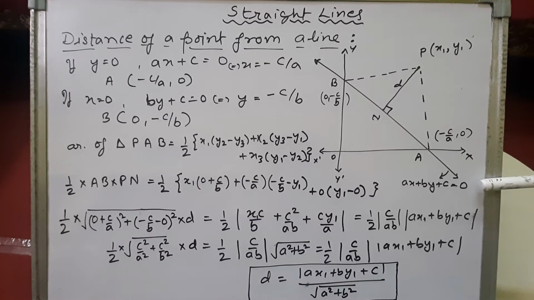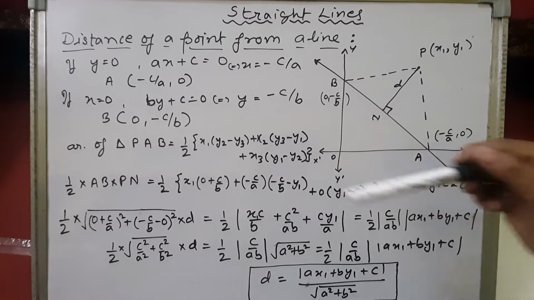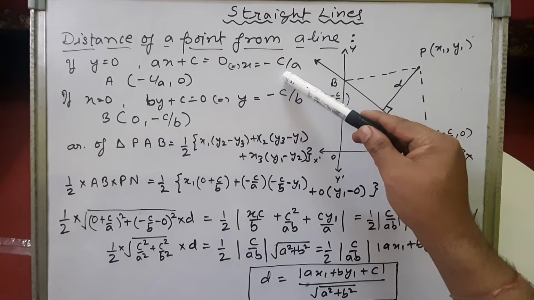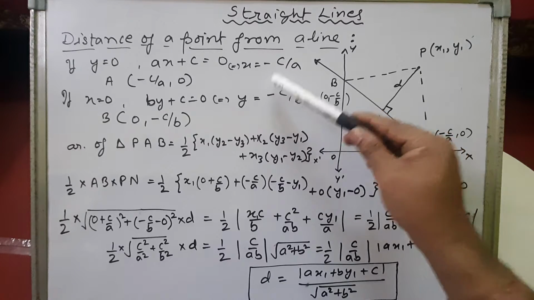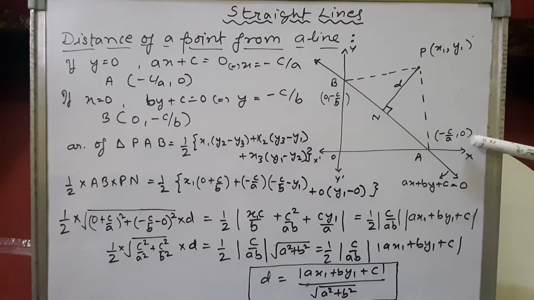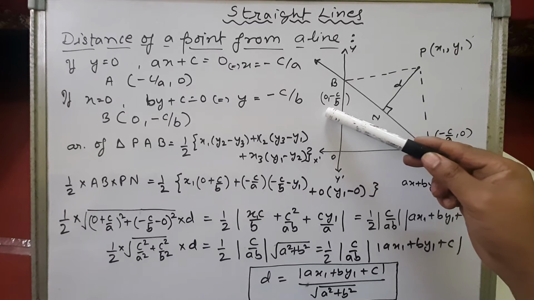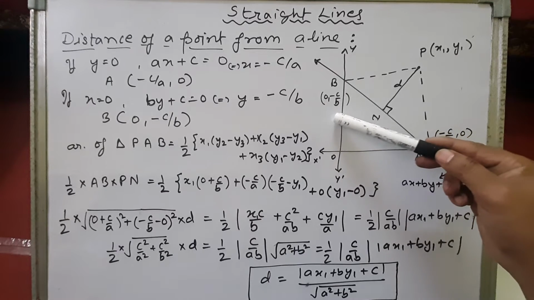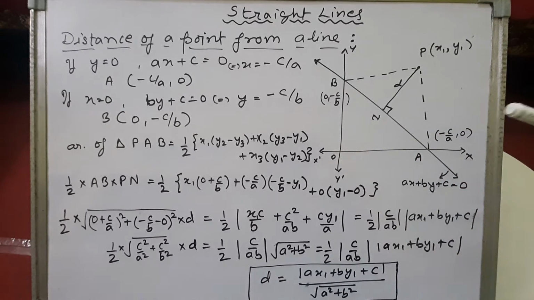This line intersects the x-axis at A and the y-axis at B. So if we find the coordinates of A, we put y equals 0. When we put y equals 0, we get the value of x as minus c by a. So the coordinates of A will be (minus c by a, 0). When we put x equals 0, we get the coordinates of B. That will be (0, minus c upon b).